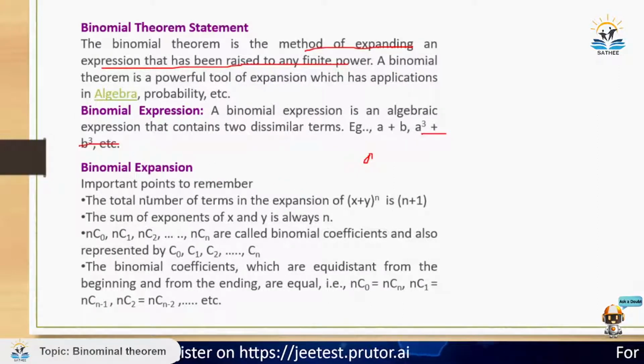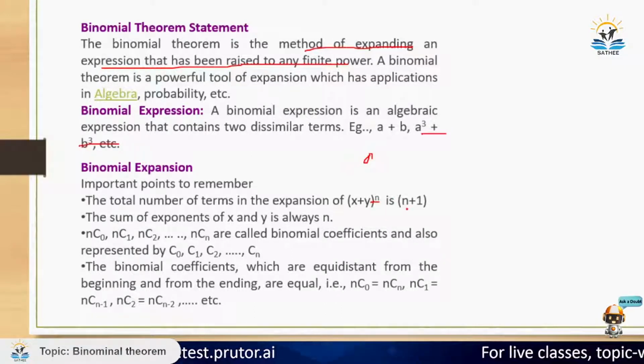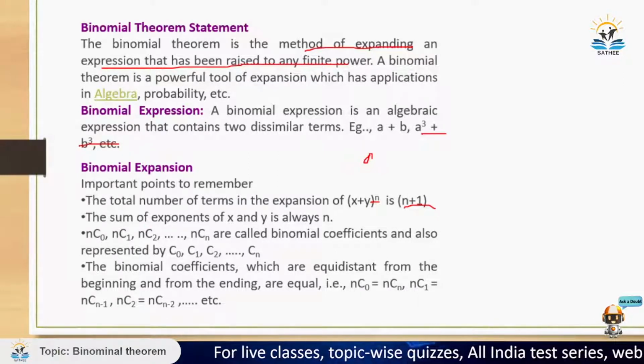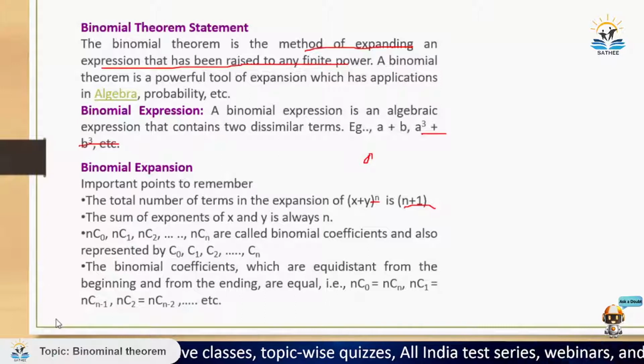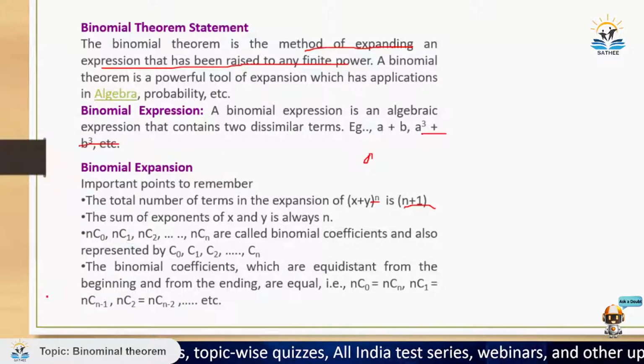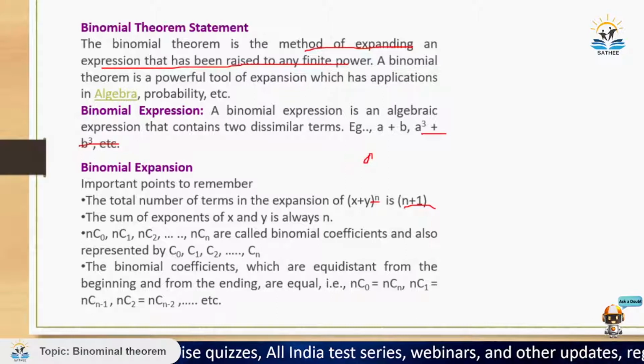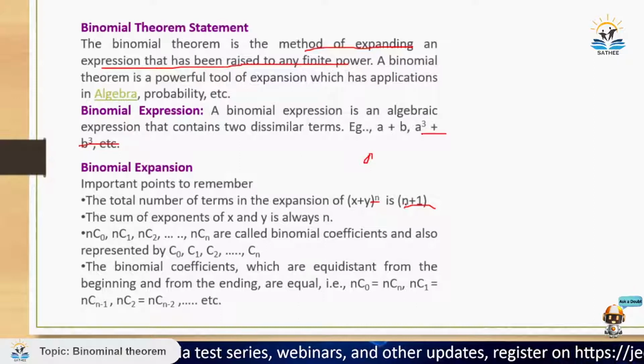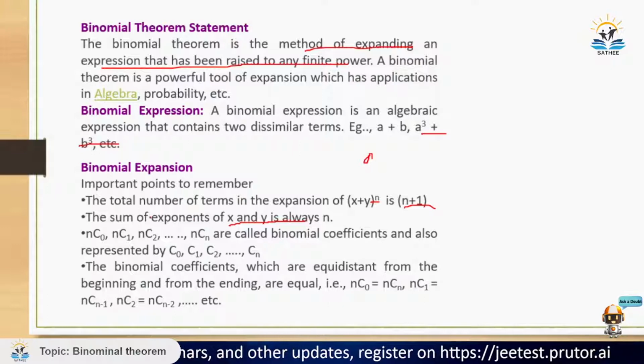Okay. So some important points: the total number of terms in the expansion of (x plus y) power n, मतलब जो भी मेरी पावर होगी उससे one term greater would be my number of terms in the expansion. So ये ध्यान रखना कि number of terms in expansion is n plus 1 and sum of exponents of x and y is always n. This is also an important thing. जितने भी मेरे exponents होंगे उनका जो sum होगा वो n के बराबर होगा.